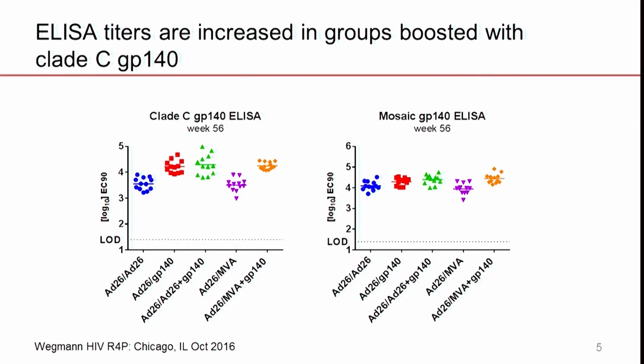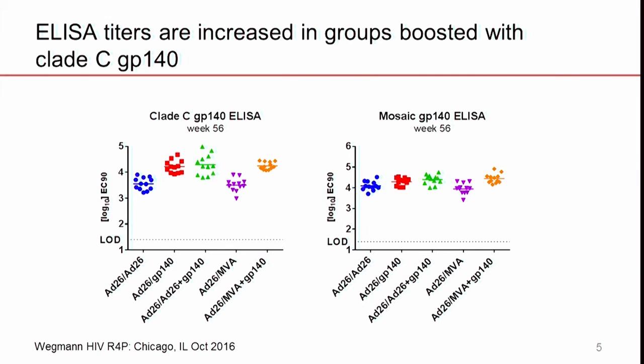So Frank Wegman presented this data in Chicago. He's a representative from Janssen. And the first thing to point out is that the vaccines were immunogenic. But what we observed right away was that what seemed to be critically important is whether or not that GP140 was in that boost. So priming with a vector, a viral vector vaccine, and boosting with a protein seems to be important, which should not be a shocker if you follow the results of, say, RV144, which had a similar premise.